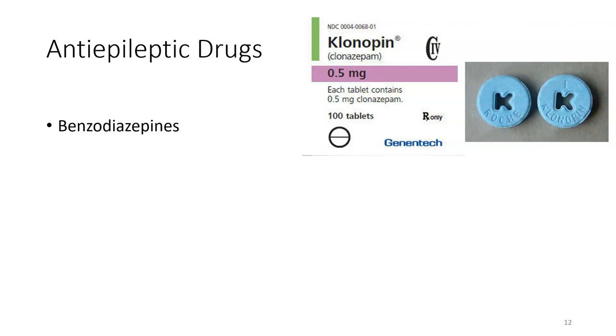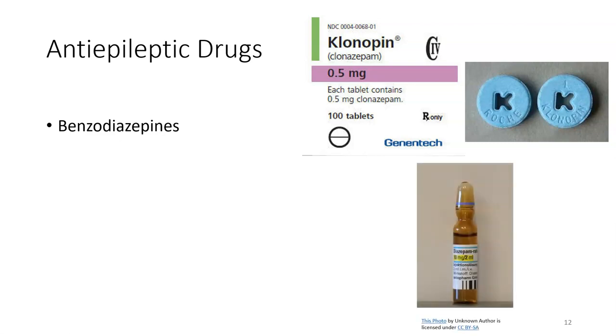Klonopin, your benzodiazepines. Oh, there's diazepam, another benzodiazepine. It can also be used for status epilepticus, so I've given you an example of it in the injectable form. The physician would use injectable benzos to treat a seizure in a hospital facility.